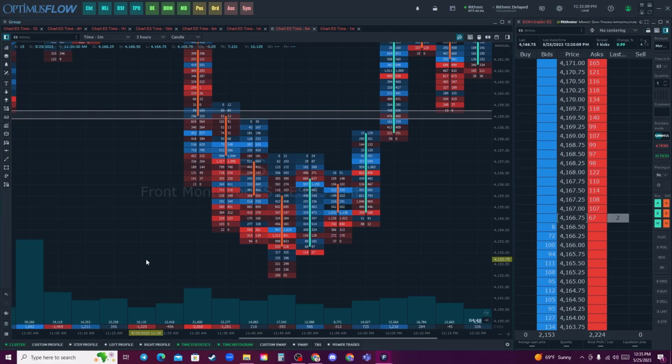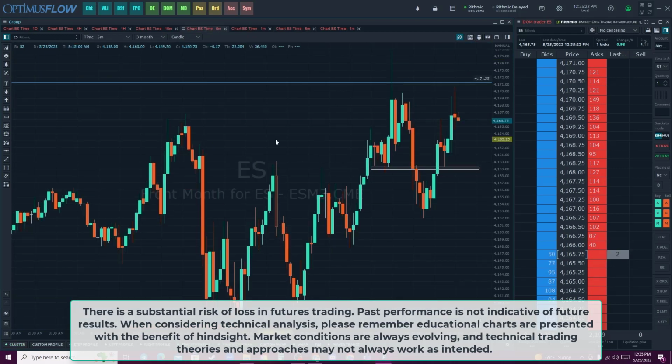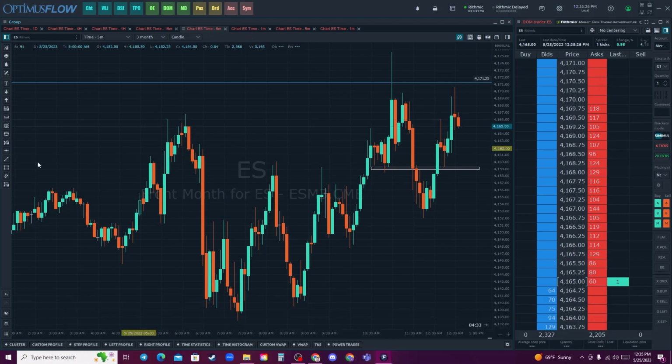Tip number 3 is combine price action with other technical analysis tools such as trend lines and Fibonacci retracements to validate trading signals and enhance your decision-making process. I think with price action trading, the most valuable tools that I have found within Optimus Flow are the trend channel, rectangle box to identify support and resistance levels, and then just a standard trend line, and then horizontal line.